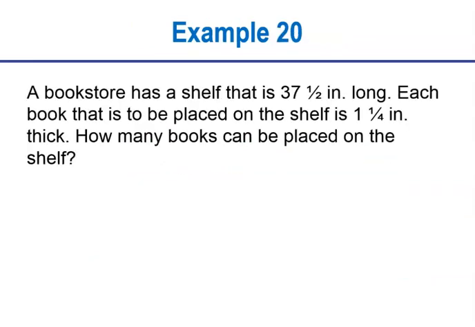Let's try another problem. A bookstore has a shelf that is 37.5 inches long. Each book that is placed on the shelf is 1 1/4 inches thick. How many books can be placed on the shelf? So once again, we're dealing with 37.5, and once again, we're going to divide. We want to divide 37.5 by the size of each book to figure out how many books will fit on the shelf.